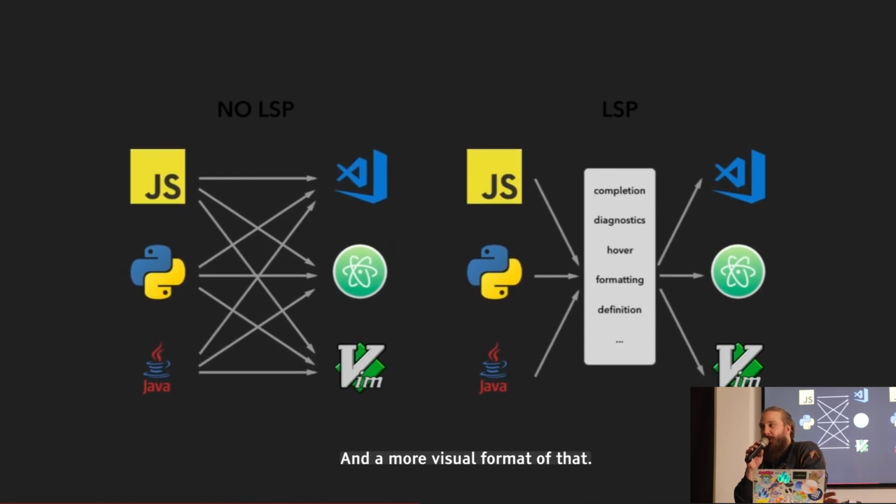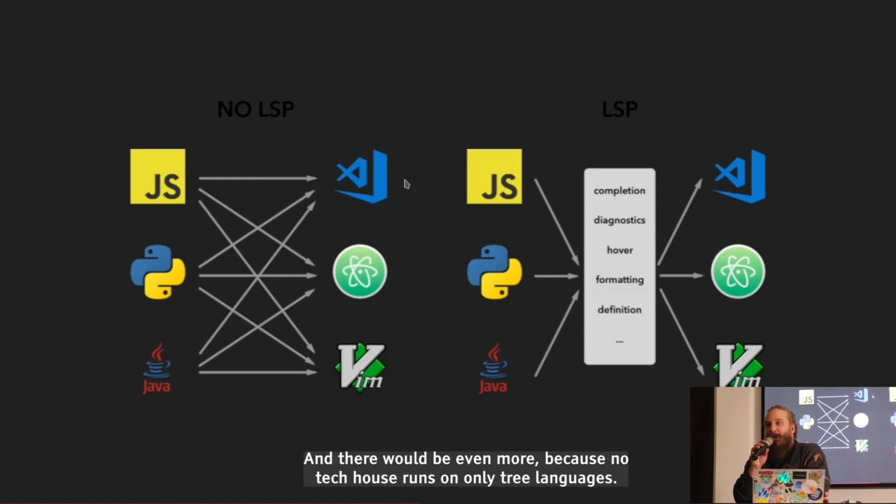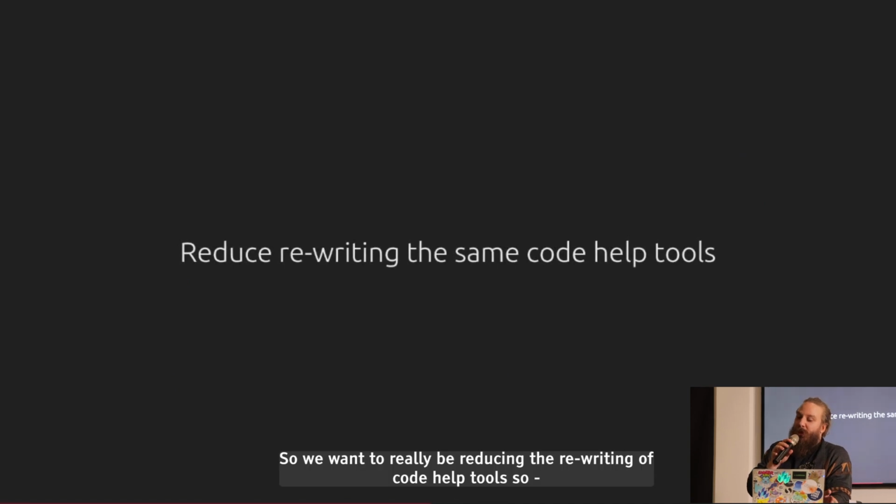And a more visual format of that is, well, we can see that there are a lot fewer lines, even with 3 editors and 3 code languages, when we are using something centralized like LSPs. And there would be even more if we had more languages, because no tech house runs on only 3 languages. So we want to really be reducing the rewriting of tools, rewriting of code help tools. We don't want to be writing all of these plugins multiple times. We want to be writing them once and getting on with it.